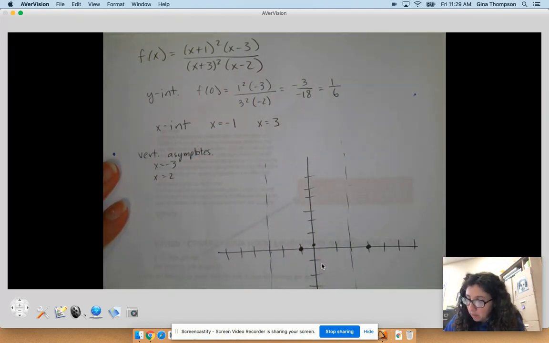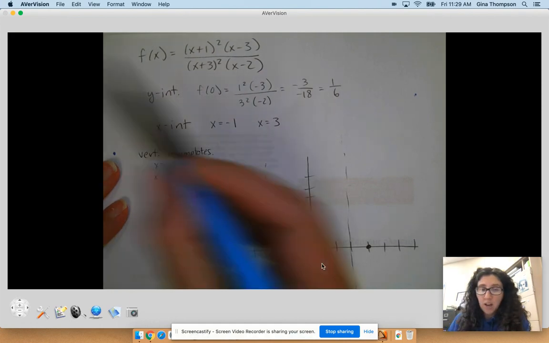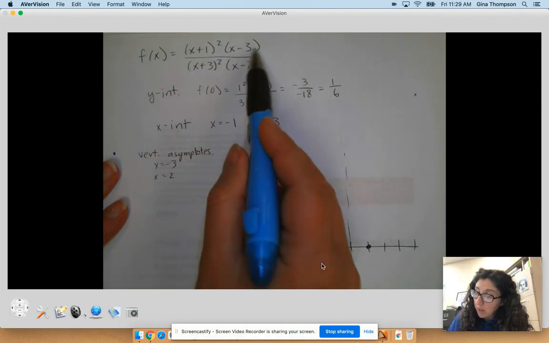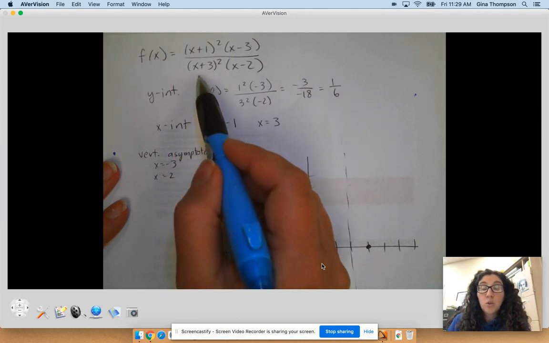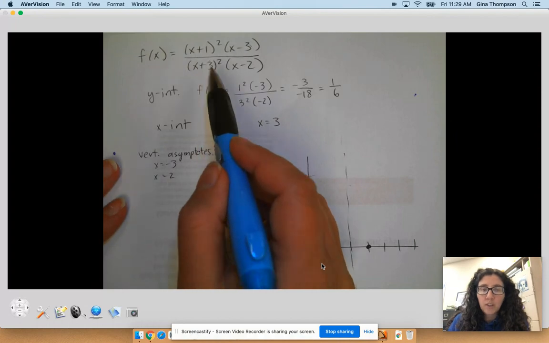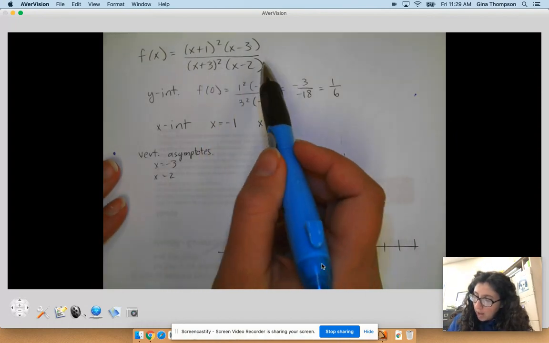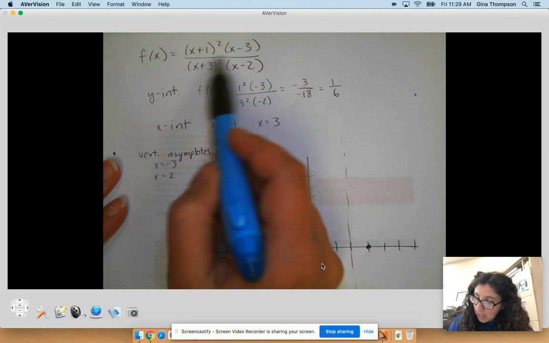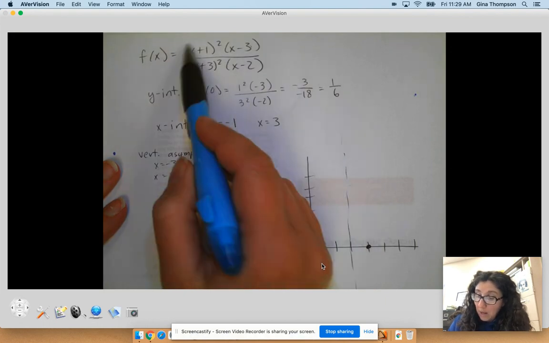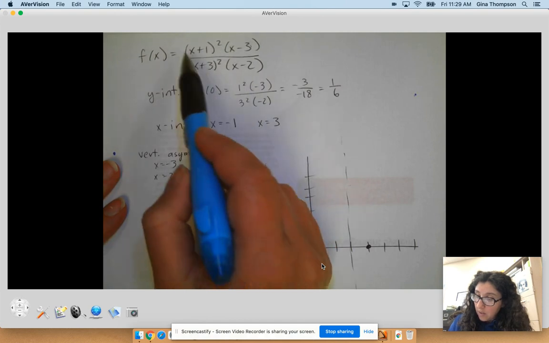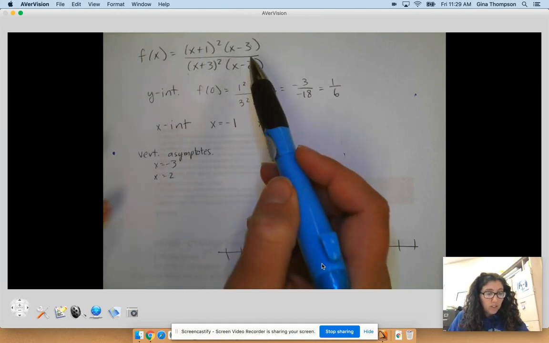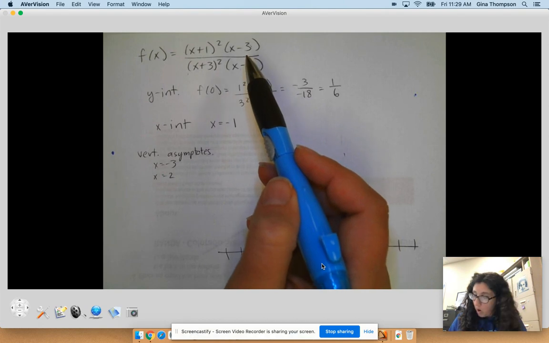How about horizontal asymptotes? Well, let's see. If we multiplied this all out, this would be degree 3 and this would be degree 3. All right, so the horizontal asymptote is going to happen at the ratio of the leading coefficients. Do we have to multiply all this out to figure out what those are going to be? No, if we multiplied it out, the leading coefficient of this is going to be 1, right? Because we don't have anything in front of any of these x's, and this is going to be 1. So we're going to have a horizontal asymptote at 1.